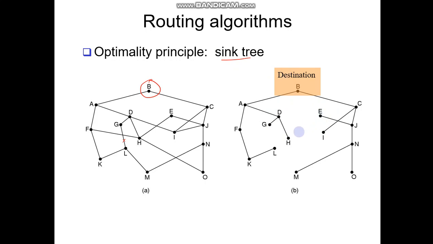Sink tree. See this. Here this shows all the optimal routes from D, G, H, L, K, F, A, and E, I, J, N, O, M to the destination.